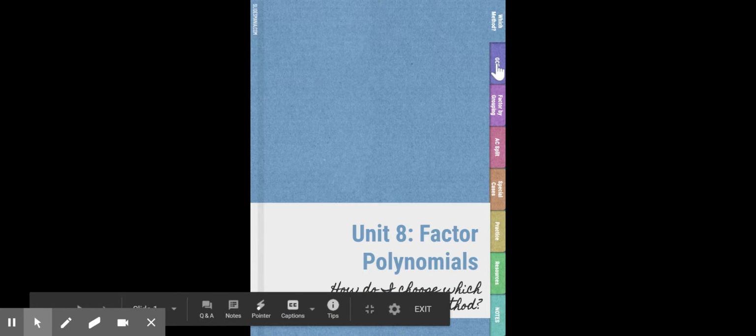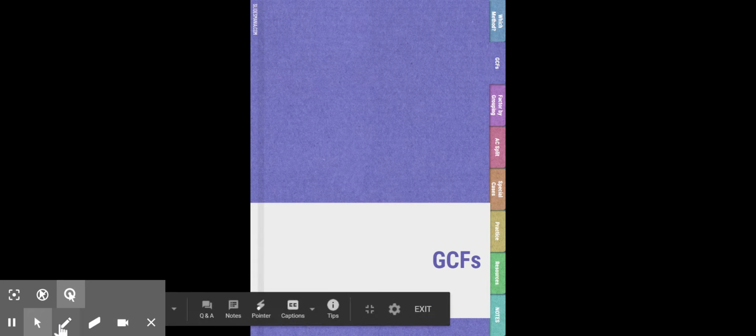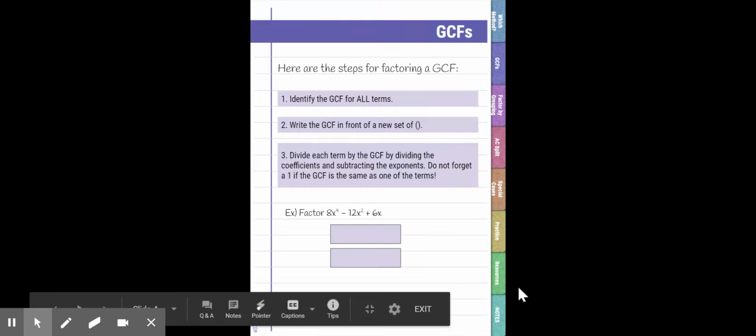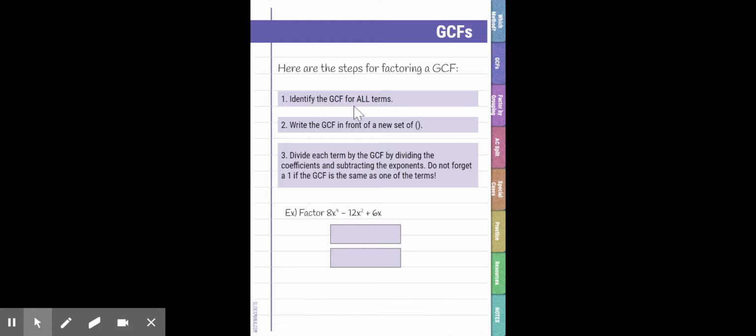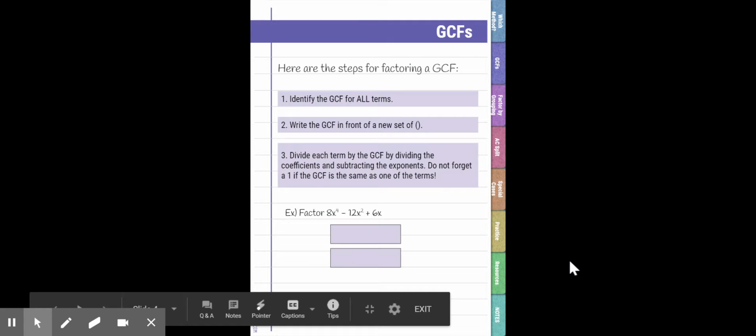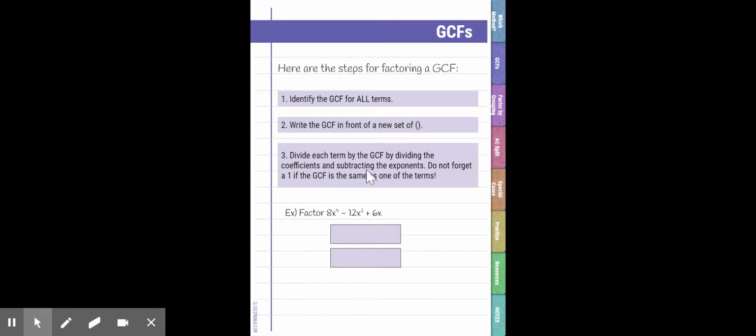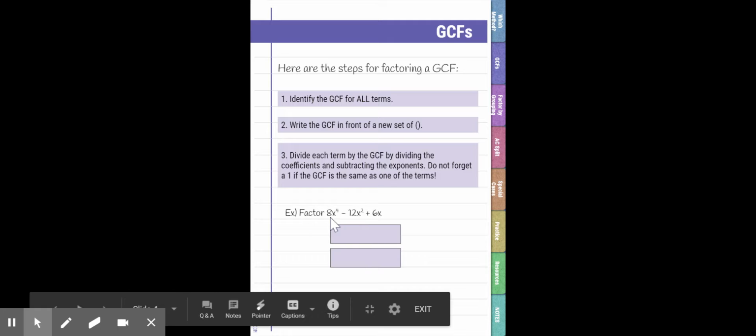So our first method we talked about was GCFs. And when we factor GCFs, there are 3 steps. The first thing is to identify the GCF for all terms, then write the GCF in front of a new set of parentheses, and then divide each term by the GCF by dividing coefficients and subtracting exponents. Do not forget a 1 if the GCF is the same as one of the terms. So when you divide things out, if you start with 3 terms for GCF, you end with 3 terms in the parentheses.